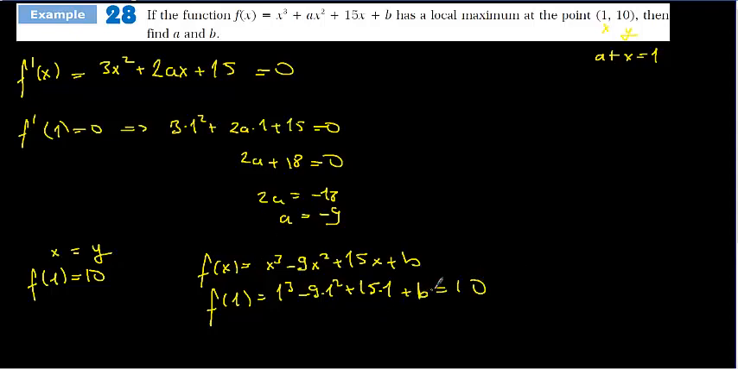Here, 1 minus 9 is equal to -8, plus 15 plus b is equal to 10, and -8 plus 15 is equal to 7. So 7 plus b is equal to 10. So b is equal to 3. a is equal to -9 and b is equal to 3 is the solution of this question.